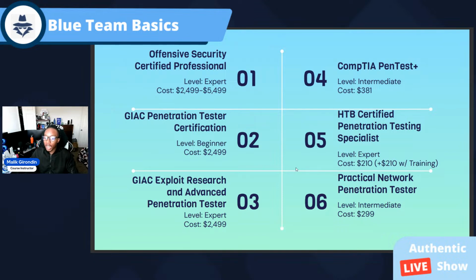And lastly, the PNPT. Shout out to Heath. Shout out to TCM Academy for creating the cert and training. Practical Network Penetration Tester costs $299. Very affordable. With training it's actually $399. Guys, this is really fun, and this is what I'm using to learn ethical hacking at this moment. And guys, I'm just milking the material.